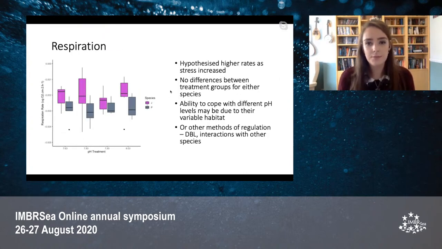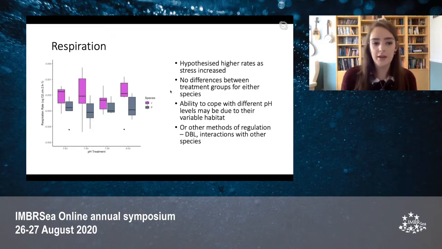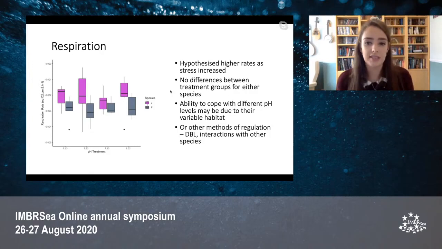For respiration, I hypothesized that the rates would be higher at lower pH as stress increased. However, I again found no differences between the treatment groups for either of the species. So the ability of these organisms to cope with the different pH levels could be due to the fact that they come from coastal environments which experience fairly large changes in pH daily, so they may have adapted to cope in a range of pH conditions. They also could be regulating their own pH, so the pH of the bulk seawater doesn't have much of an effect.